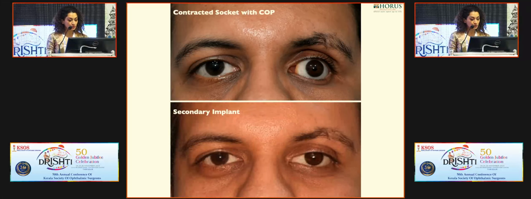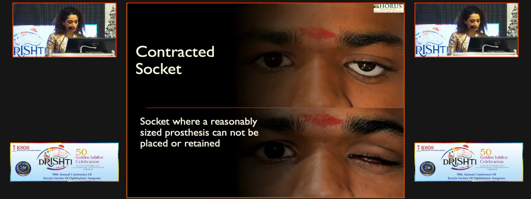So what I did was to give him a secondary implant. And yes, the placement of a secondary implant also depends upon how good the ocular surface is. If the ocular surface is good, you can always go for a secondary implant. But otherwise you have to think of other things, which we will discuss here.